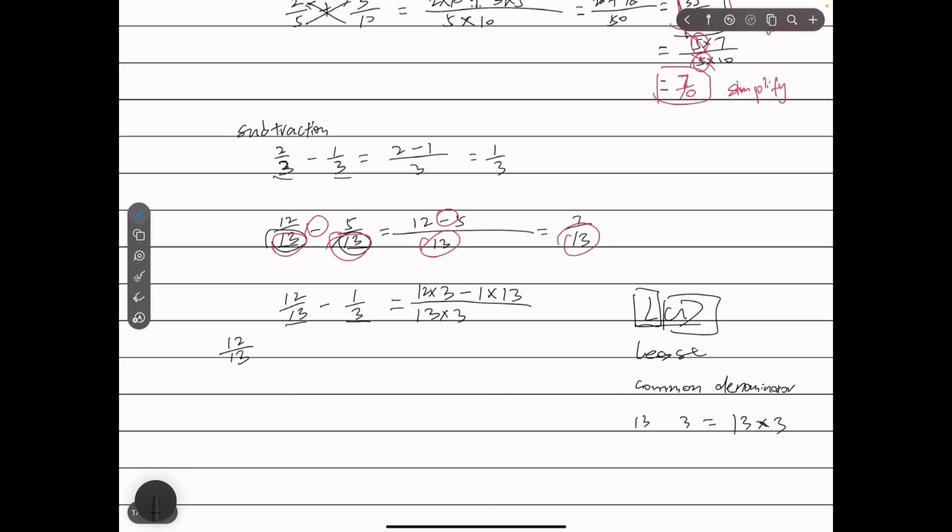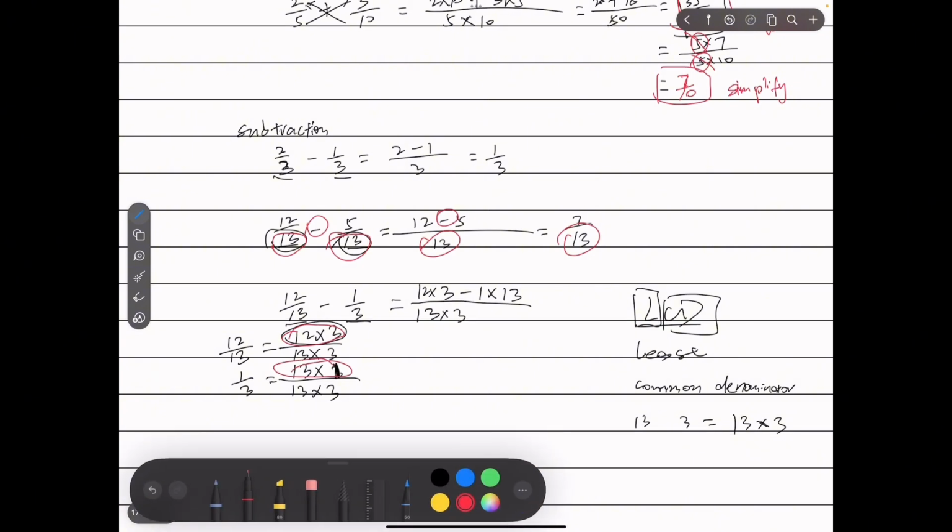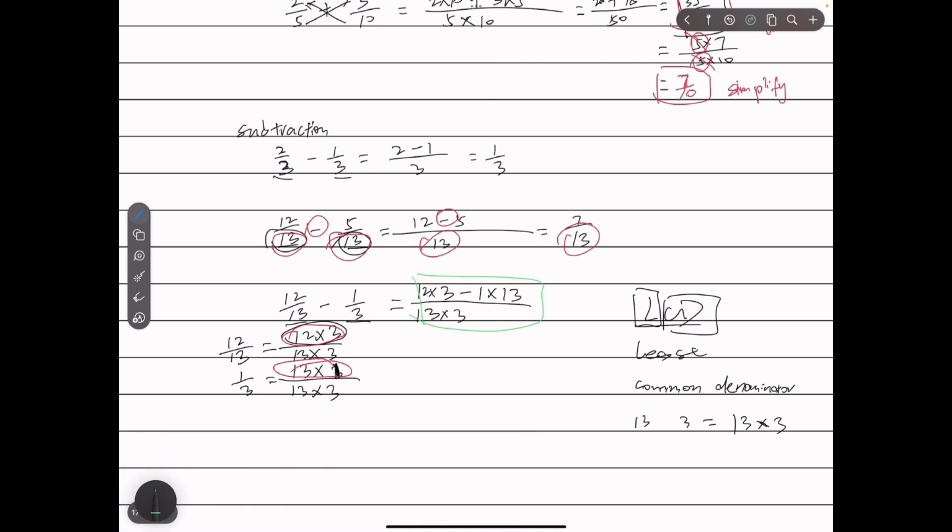So 12 over 13 equals 12 over 13 times 3, which is copy down the number. If we multiply by the same number on the top and the bottom, we won't change the value. So we need times 3 on the top. 1 over 3, in order to change that to 13 times 3, we need times 13 on the top. So it will be 1 times 13. So we just do the subtraction for this part and this part. That's how we copy it here.